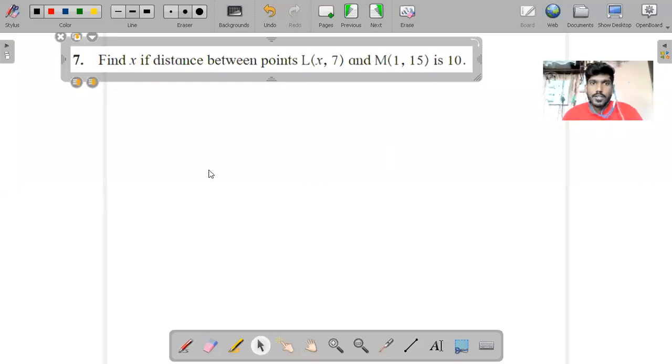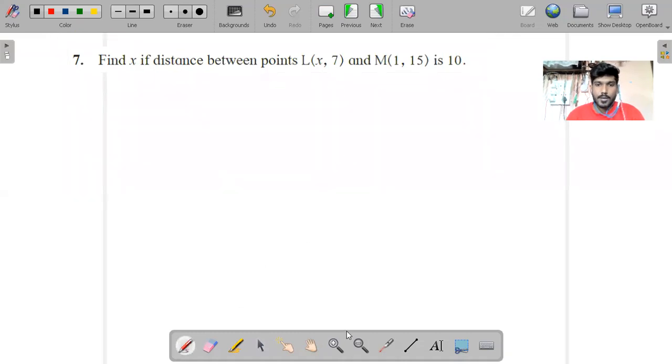Find x if the distance between point L and M is 10. Okay, so two points are given, point L and point M.